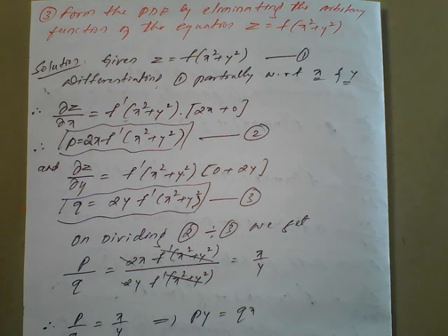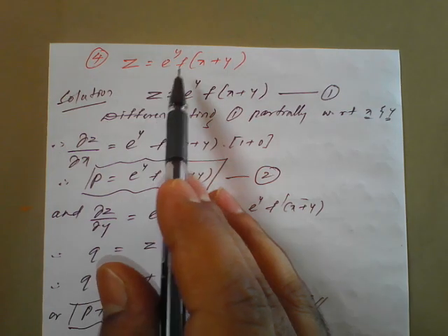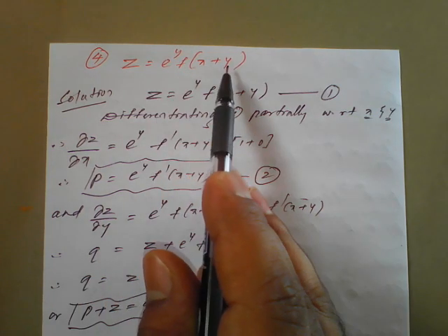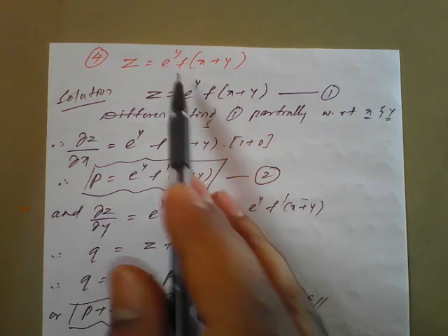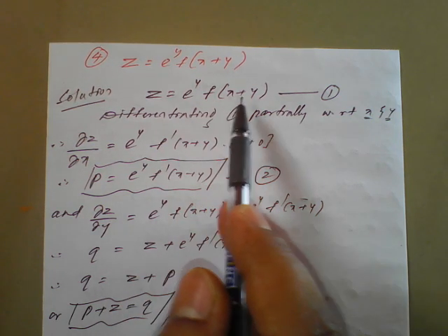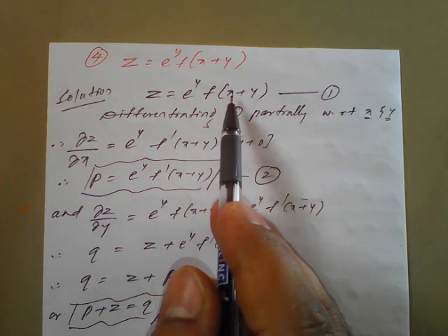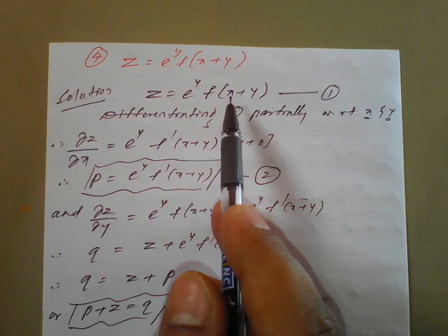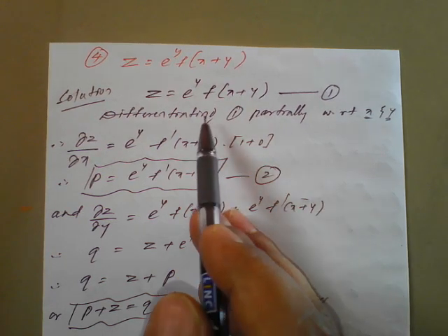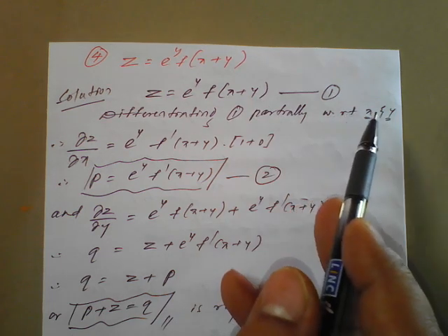So next we will see the example z is equal to e raised to y into f of x plus y. We have to eliminate this function f now. So given question, z is equal to e raised to y into f of x plus y, equation number 1. So z is a function of two independent variables, that is x and y, which means we have to differentiate equation number 1 with respect to both x as well as y.